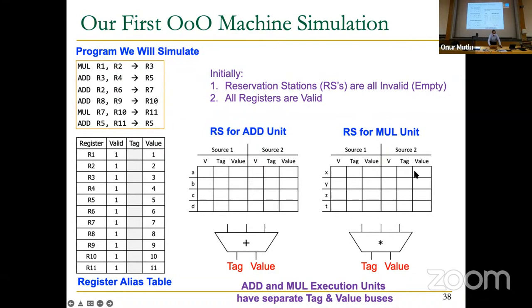Now, I think we should take a break. And when we come back from the break, we're going to simulate 20 cycles of execution of this program. And this program is going to take exactly 20 cycles. Okay.